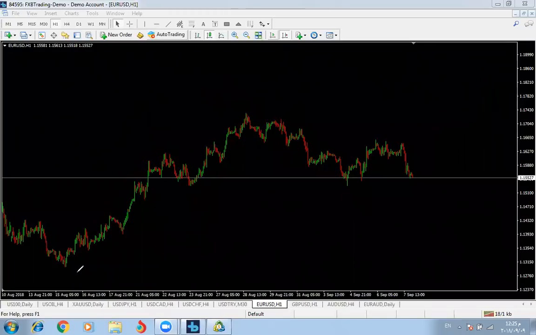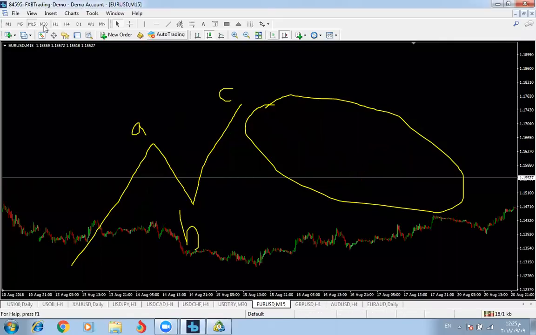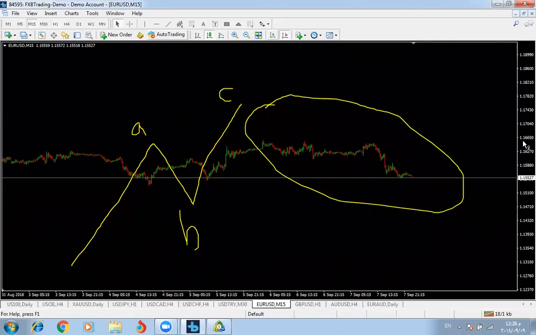So we have made an ABC to the upside, and the whole structure has ended. We are not going to see an extra ABC leg to the upside. If we pay more attention to this leg to the upside, we will discover something, and I will show you why in the 15 minute time frame.